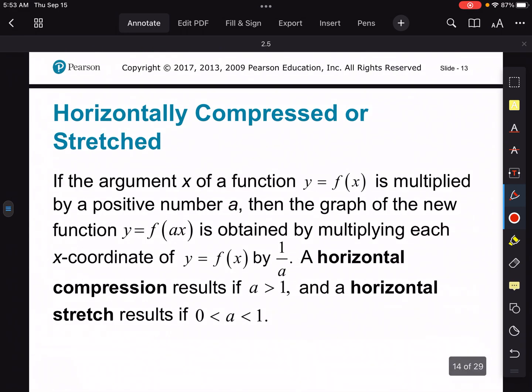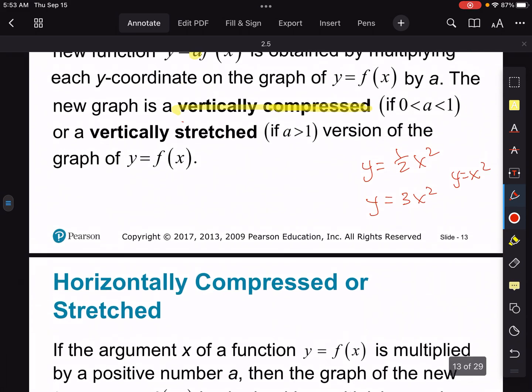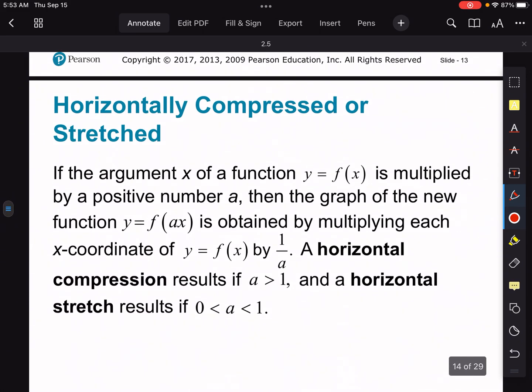All right. Horizontally speaking, it's going to be kind of the opposite idea. Okay, so for a horizontal, it has to be a modifier that happens inside the function. So instead of saying like y equals 1/2 x squared, now we have it inside the function. So it would look like this, (1/2 x) squared, like the whole thing is squared with the half as well. Okay, so if you do this, notice now that a horizontal compression results if a is greater than 1.